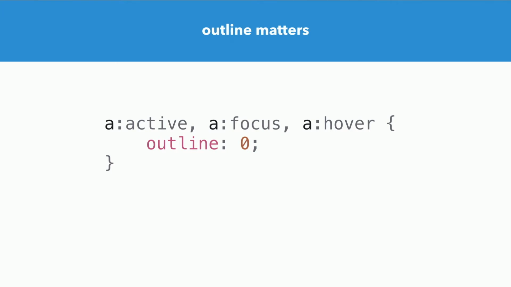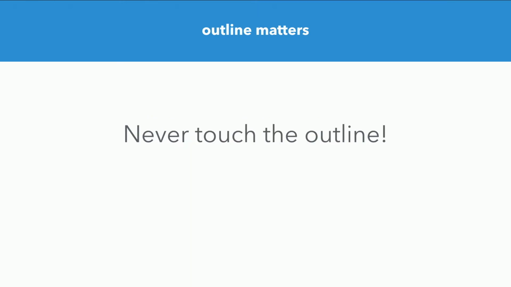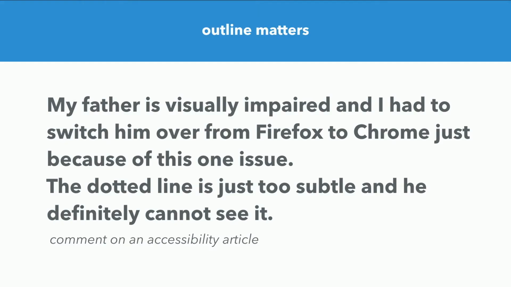I've been reading and dealing with accessibility for quite a while, and I had the opinion for quite a while that it was like, never touch the outline. But I recently changed that to something like, always think of the outline. The reason was that I was reading an article, and a comment below the article said that the reader had a father who had to switch browsers because Firefox just has a too subtle, tiny outline. And when you think of this, it really depends on which website you want to see, right?